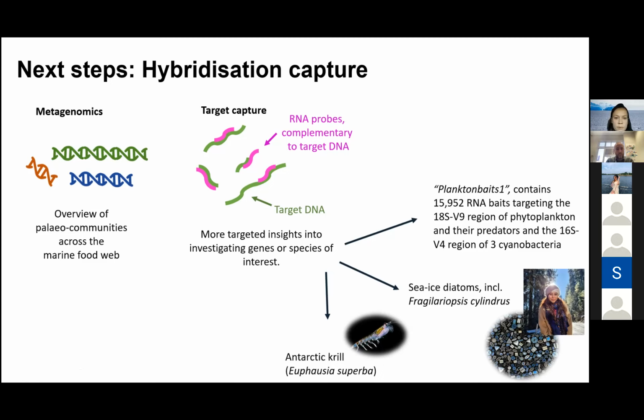Then we're looking to apply the same approach for individual species or groups of species. So for example, we're really interested in the evolution of sea ice diatoms, and Prashasti Singh, who is a PhD student here, is working on developing those. And then we've got a project that'll develop the krill baits, basically. So baits to capture Antarctic krill, which is kind of the most important zooplankton in the Antarctic region. So yeah, those are projects that are currently starting.